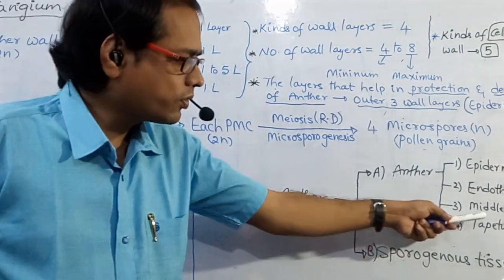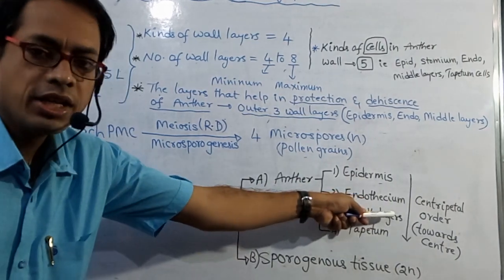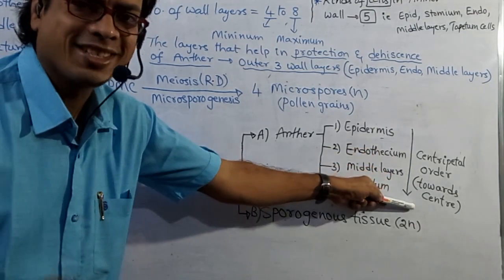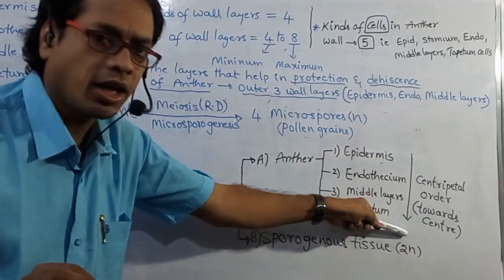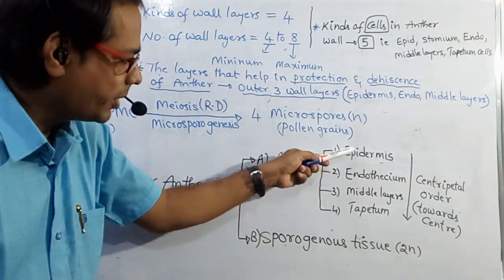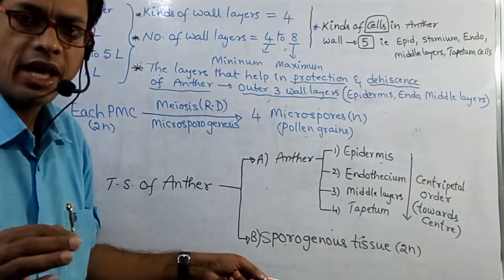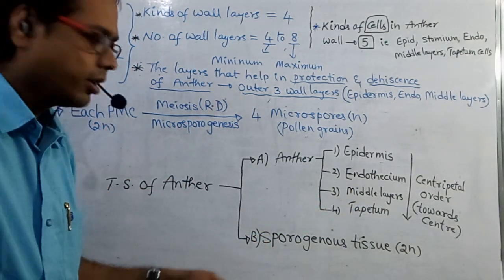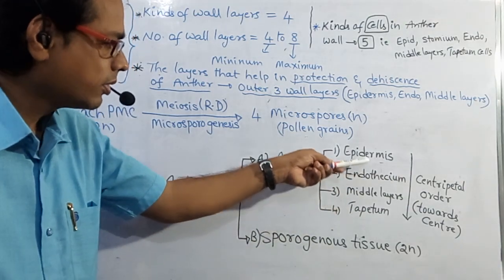And look at this one. From here to here, that is called the centripetal order. Centripetal order means towards the center. That is epidermis, endothecium, middle layers, tapetum. If they ask centrifugal, it means towards the periphery. That is tapetum, middle layers, endothecium, epidermis.